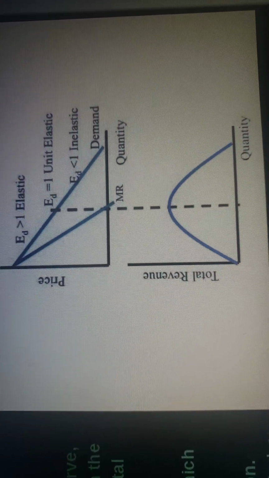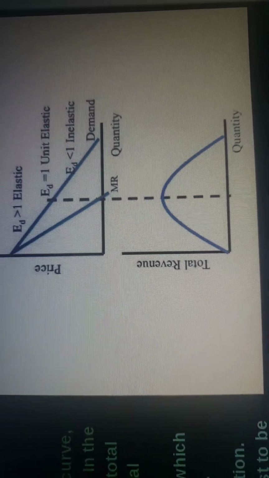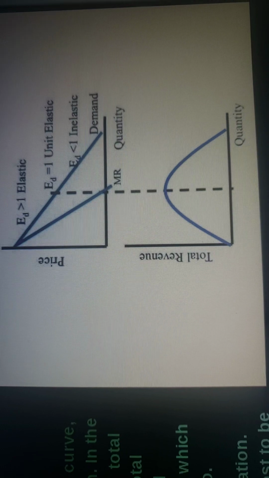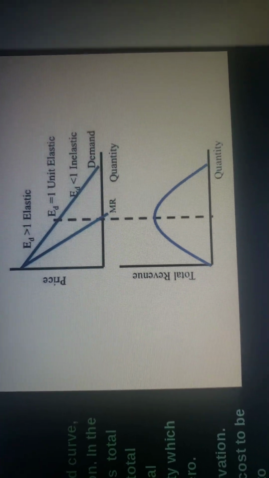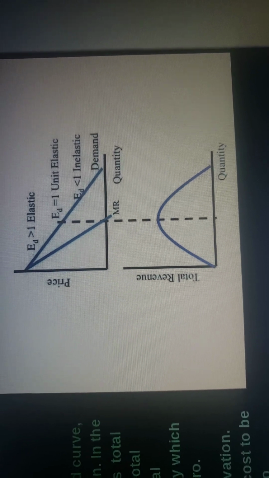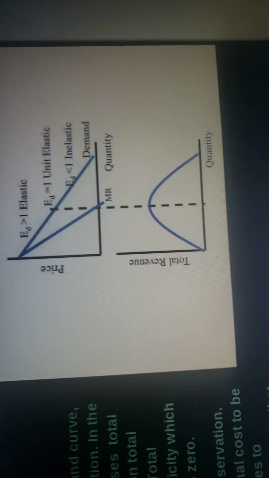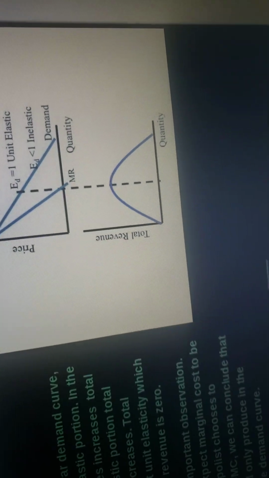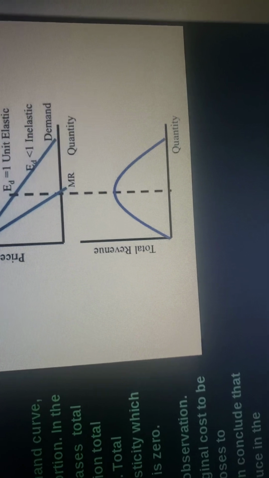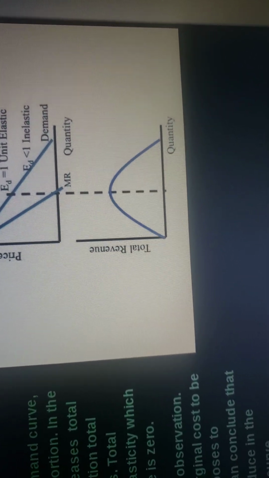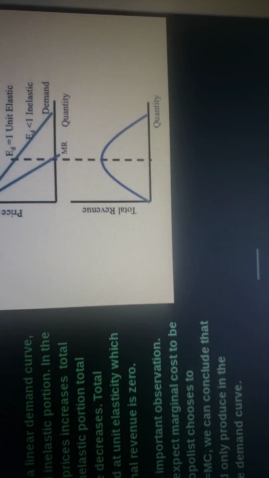This provides an important observation because we would expect marginal cost to be positive, and a monopolist chooses to produce where the marginal revenue equals the marginal cost. We can conclude that a monopolist would only produce in the elastic region of the demand curve.